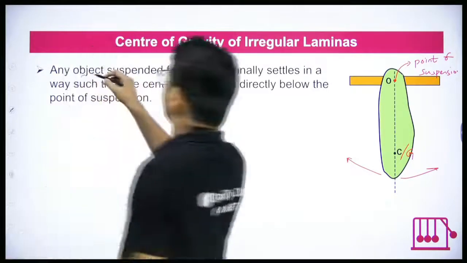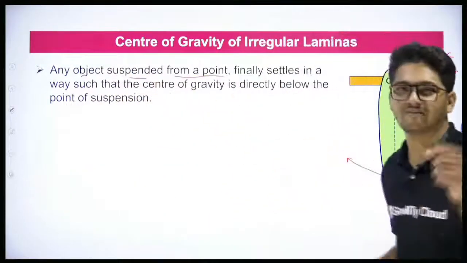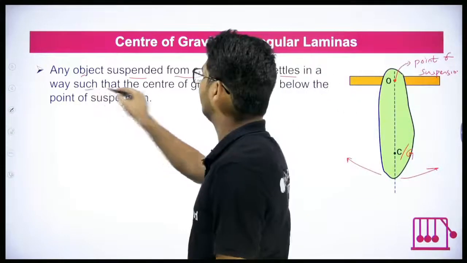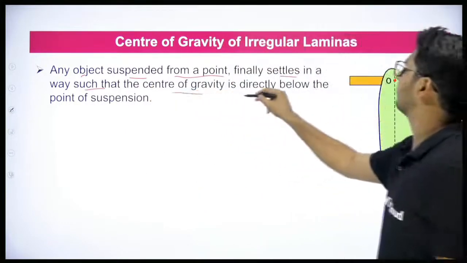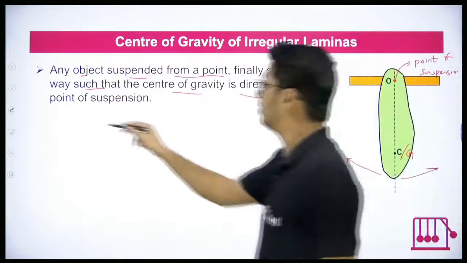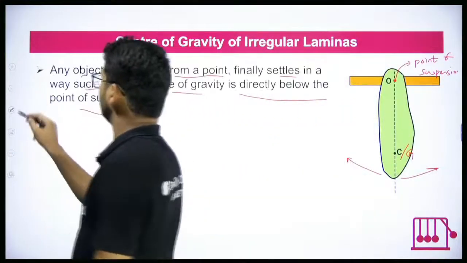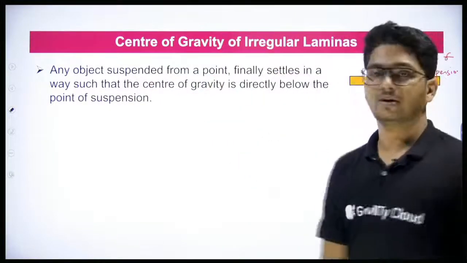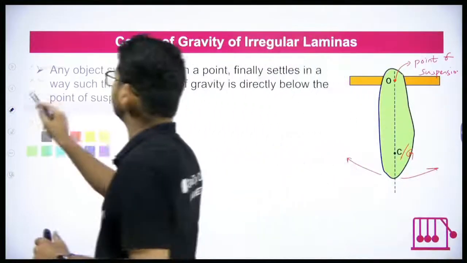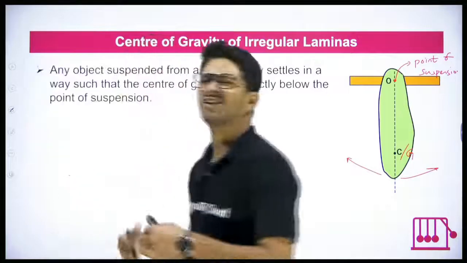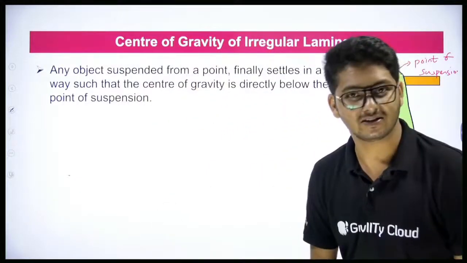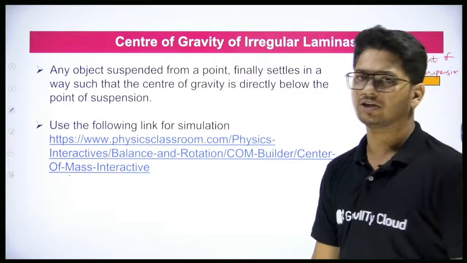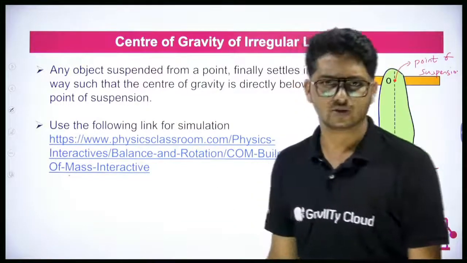So you can look at this. Any object suspended from a point finally settles in such a way that the center of gravity is directly below the point of suspension. Very important point, because this point will help us in finding out the center of gravity of random shapes. And you can use this link for simulation. I'll leave it to you, so please do it.